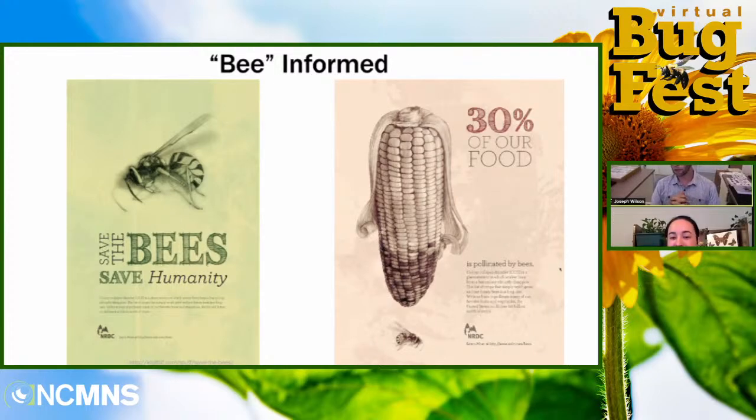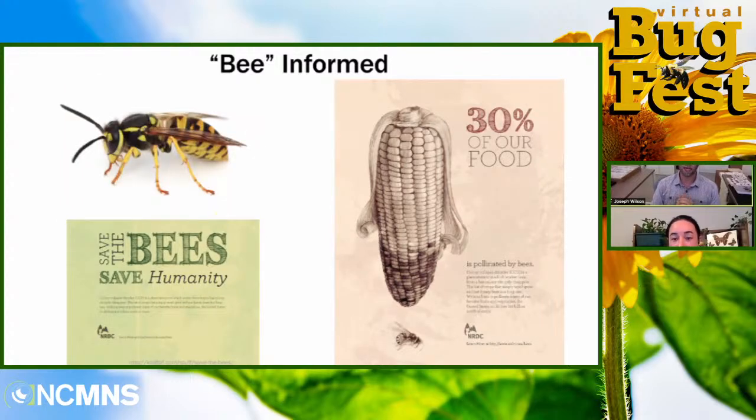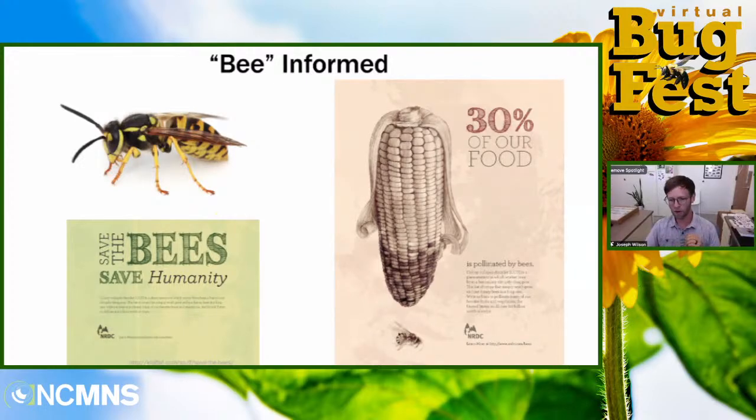Yes, Marianne and some others say that is not a bee. This is, in fact, a yellow jacket wasp. Nobody says save the yellow jackets to save humanity. So that artist made a mistake here. On the right, there's another poster. It has two mistakes. One is that dead yellow jacket wasp at the bottom. This says 30% of our food is pollinated by bees, which is a true statement. The problem is that corn, that this artist drew on this poster, is wind pollinated. It's not pollinated by bees.